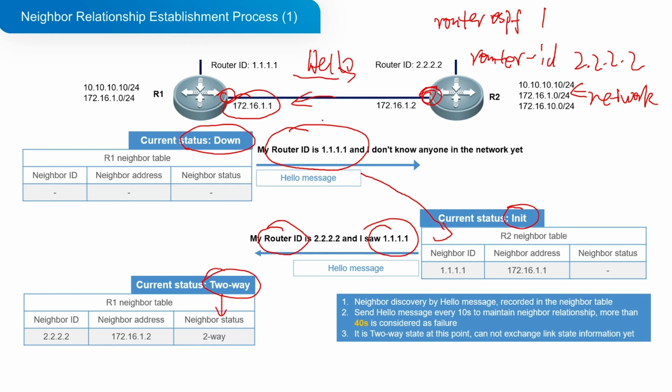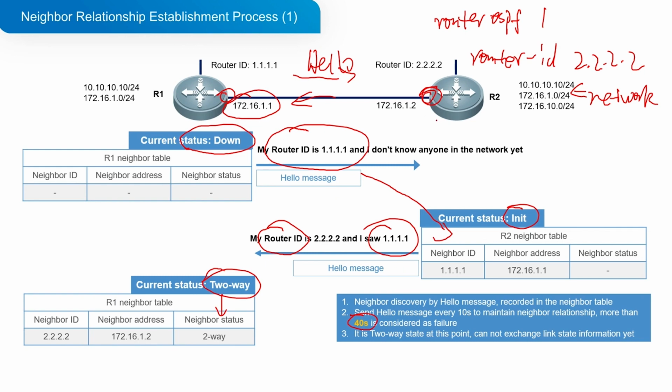So R1 and R2 won't send the hello message to each other. Now, if the time is more than 40 seconds, actually it's 4 times the hello time, right? During the 40 seconds, we can't receive the hello packet from each other.